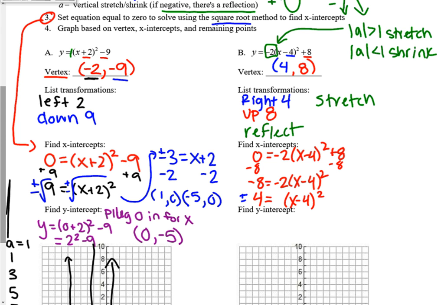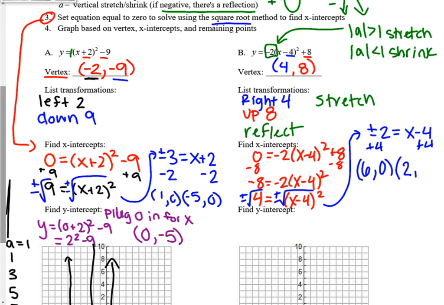Take the square root of both sides. The square root of 4 is 2, so I have plus or minus 2 equals x minus 4. To get x by itself, I'll add 4 to both sides. So I have a positive 2 plus 4, so I have 6 as one of my x-intercepts, and I have a negative 2 plus 4, so I have 2 as my other.